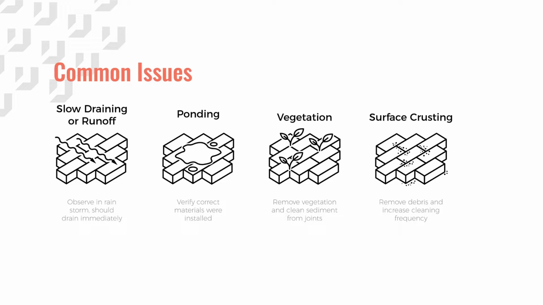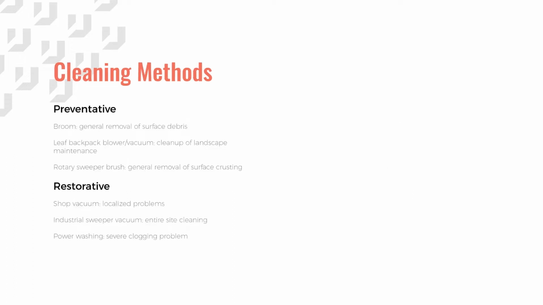Surface cresting: look for deposits of sediment and increase cleaning frequency. Weeds: plants will not germinate unless there is a collection of soil or moisture, so ensure the joints remain open and free draining. Here is a list of some preventative and restorative methods.